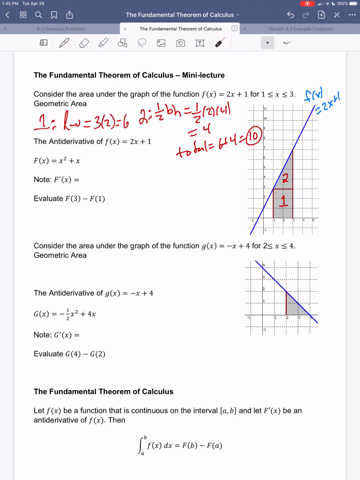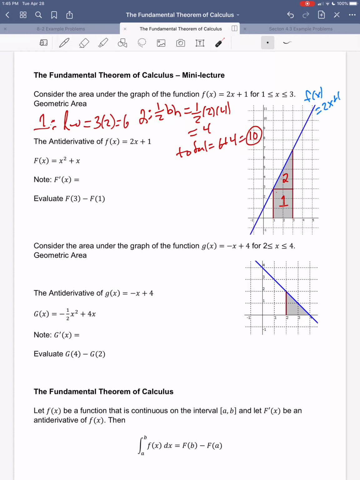So again, the rectangle, we've got 2 by 3. 2 times 3 is an area of 6. For the triangle, 2 times 4 would be 8, but it's half base times height. Half of 8 is 4. 6 plus 4 is 10.